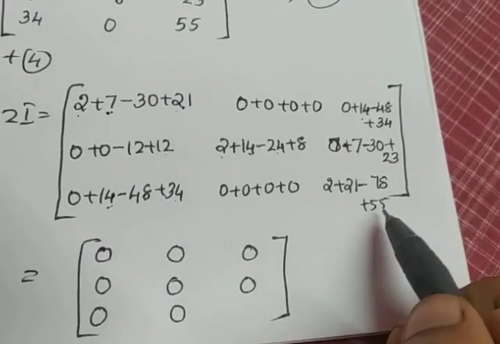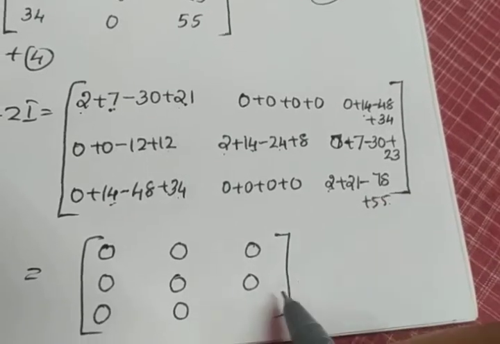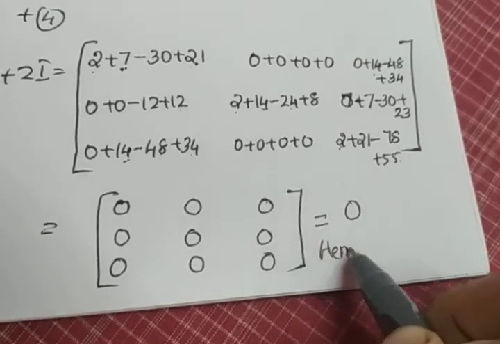The next term is 0. 55 plus 2 gives you 57. 57 plus 21 gives you 78. 78 minus 78 is 0. So this is equal to 0 and the answer you have to write, hence proved.